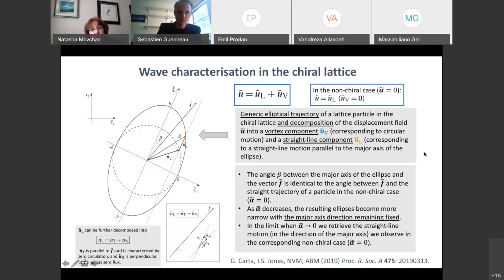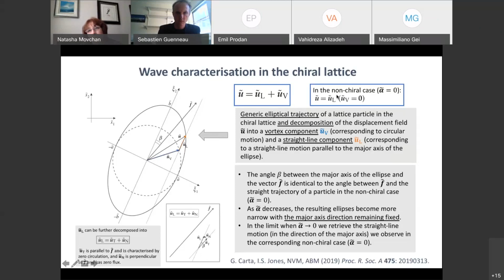And when we start increasing the parameter alpha, the resulting ellipses become more narrow, and the orientation of the major axis remains fixed when we change alpha, and in the limit we retrieve the straight line motion in the direction of the major axis, which we observe in the corresponding non-chiral case. That is some kind of, I wouldn't say justification, but it's a nice thing about this type of split, this decomposition of the vector u.